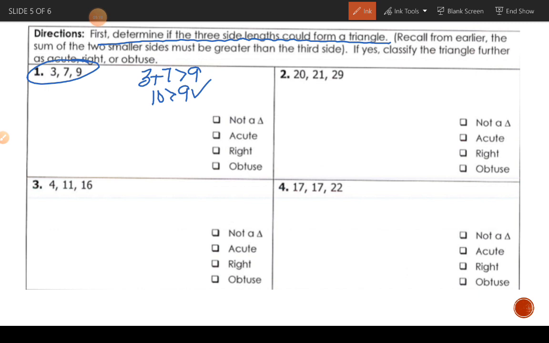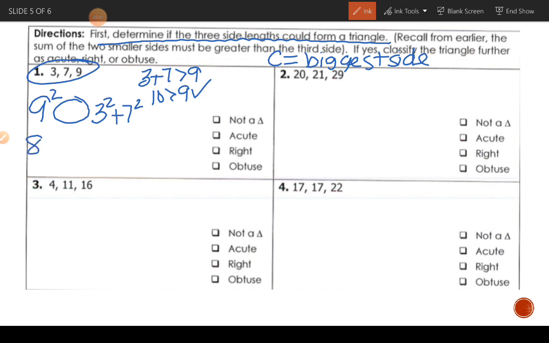Now we need to classify further. So let's go ahead and plug it in. So we have c squared. Now remember, c is the biggest side. So we're going to plug in 9 squared. And then I'm just going to put a circle here because we don't know if it's going to be equal, bigger than, or less than 3 squared plus 7 squared.